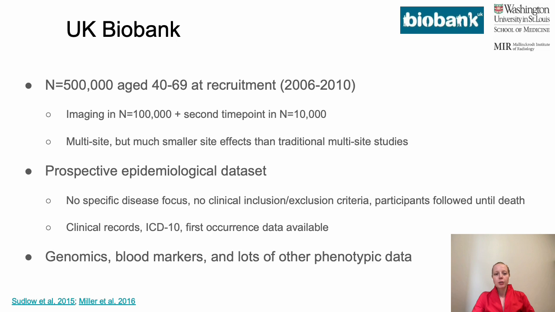So this is what's called a prospective epidemiological data set. The full UK Biobank includes 500,000 people that were recruited in the UK from the National Health System. So basically they send out several million letters to anyone within the age range of 40 to 69 at the time of recruitment, and got a self-selection sample from that. They're doing neuroimaging in about 100,000 people and a second time point in at least 10,000 people.